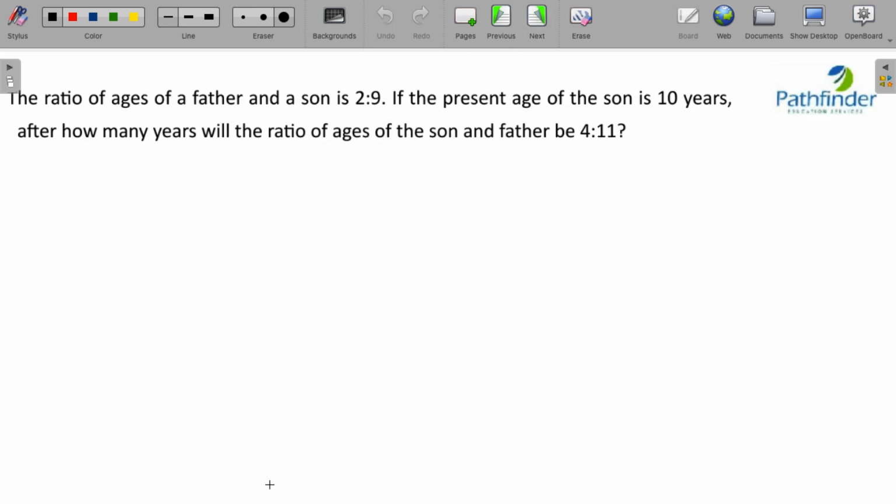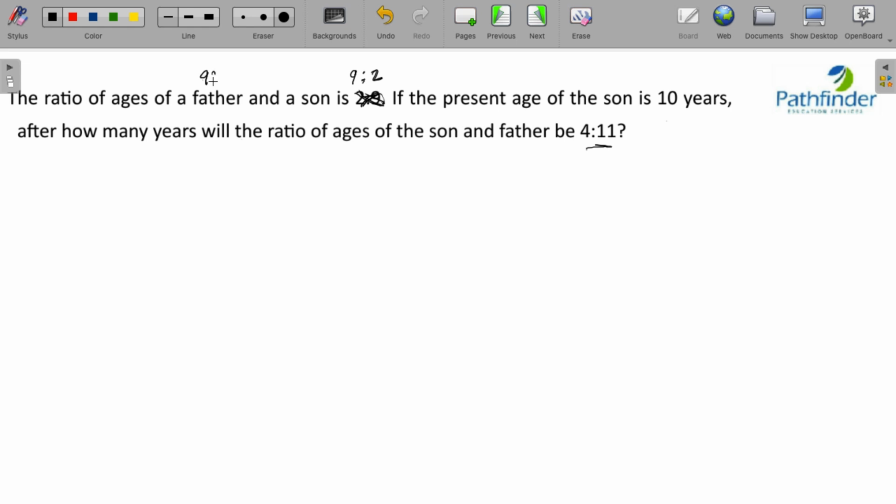Let us solve another question. The ratio of ages of father and son is 2:9. If the present age of the son is 10 years, after how many years will the ratio of ages of father and son be 4:11? So in fact, it should be son and father in the ratio 9:2. Father will be older. So I'm just correcting this data. The ratio of ages of father and son is 9:2.